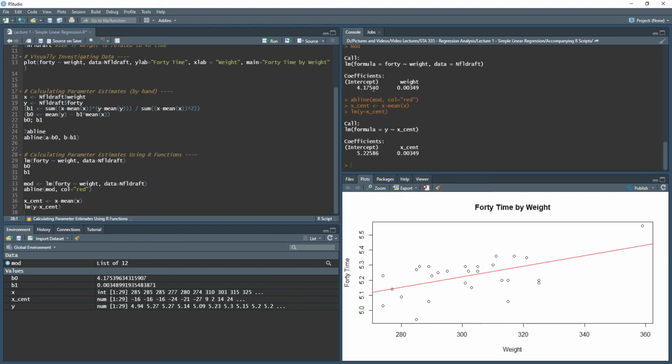So in the case when my interpretation of beta 0 does not have a meaningful interpretation, I can center my x value to get an interpretation of beta 0 that actually is helpful. And again, in this case, the interpretation would be for an individual of average weight, we would expect their 40 time to be 5.22586 seconds. This has been a video demonstrating how to implement simple linear regression in R, including how to center variables and how to do some basic interpretations.